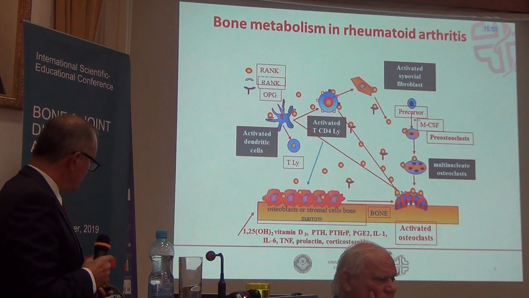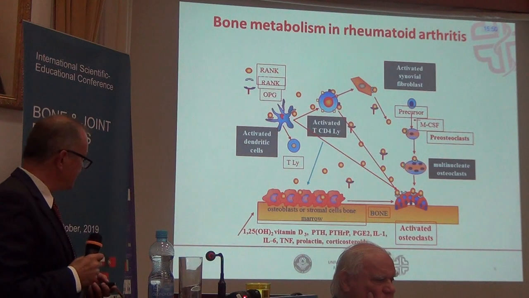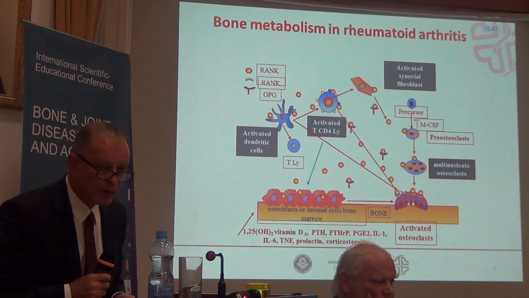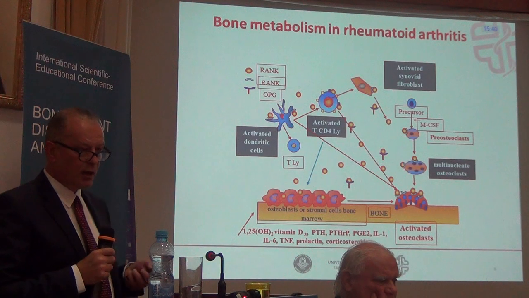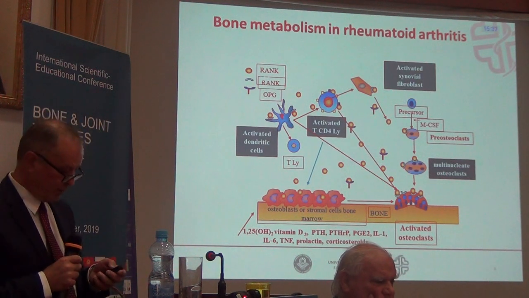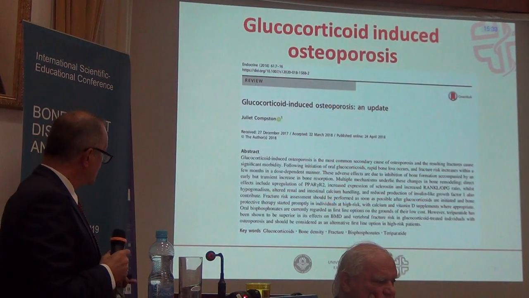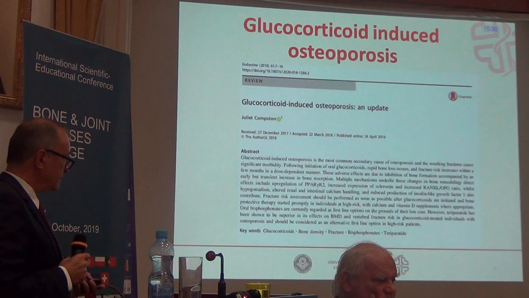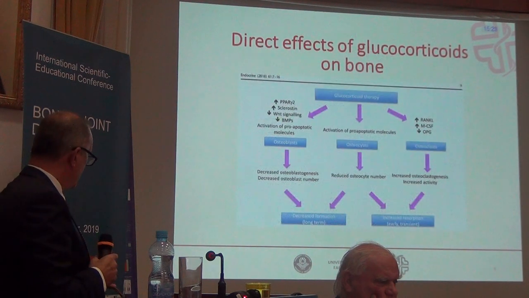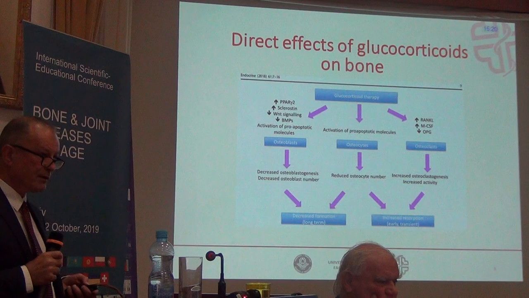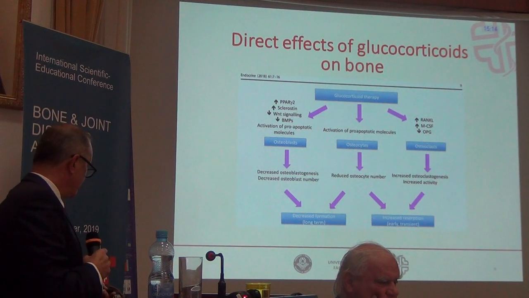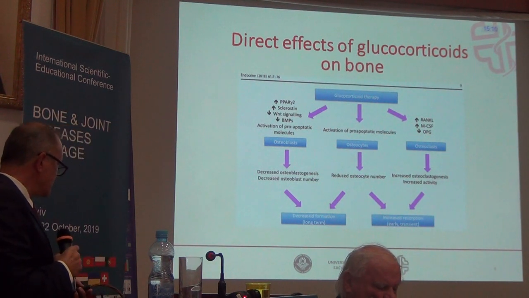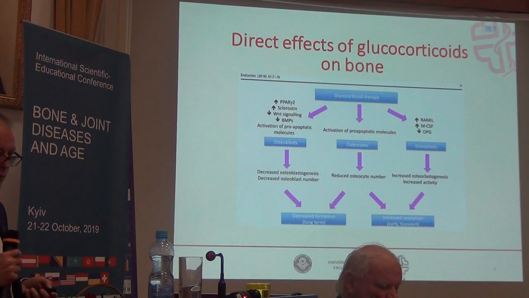In the other case, we have a connection between CD4 lymphocyte and osteoblast directly, which leads to bone resorption, and finally local or systemic bone loss in rheumatoid arthritis. There is an excellent article which has an overview about the role of glucocorticoid-induced osteoporosis. We can recognize three different ways of activation, and finally decreased formation of bone and at the same time increased resorption, which leads to osteoporosis.